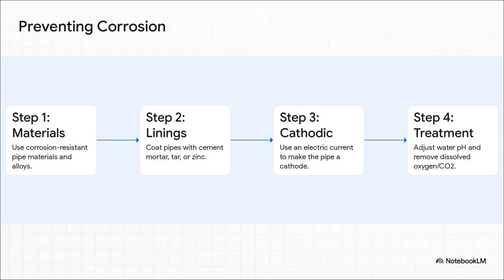Rust, corrosion. It's the number one enemy of any pipeline. It's a constant battle. So how do we fight it? Well, engineers use a whole arsenal of weapons. It starts with picking the right material in the first place. Then, they add protective shields, like coatings of cement or tar. They even use some cool electrical tricks with something called cathodic protection. And finally, they can treat the water itself to make it less aggressive. It's a four-pronged attack to keep the pipes healthy for as long as possible.